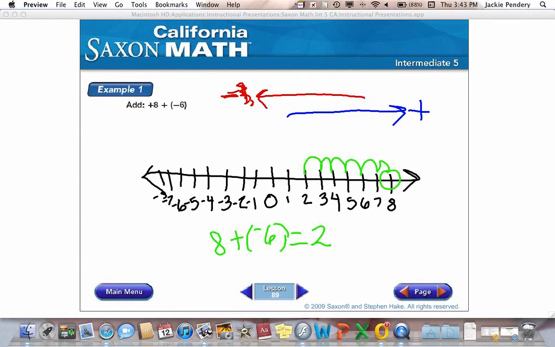So at this moment, I want you to think of this as 8 plus -2, and that negative is causing you to move to the left on the number line. Okay? All right.